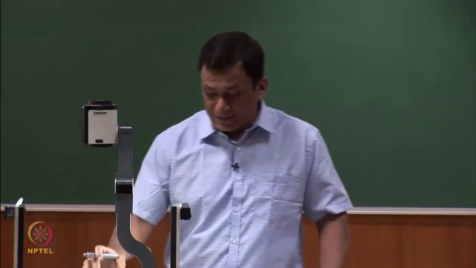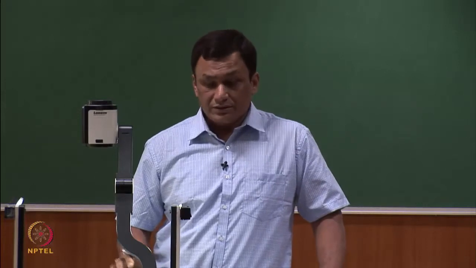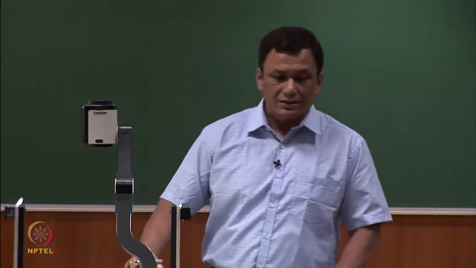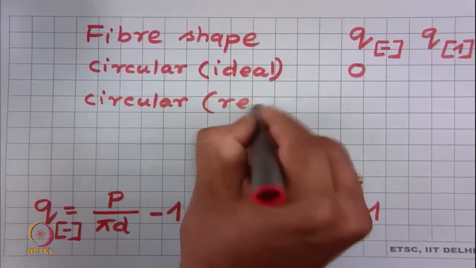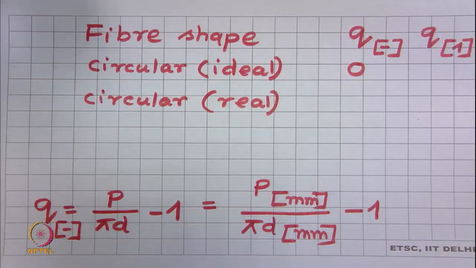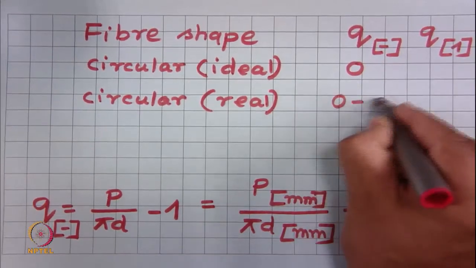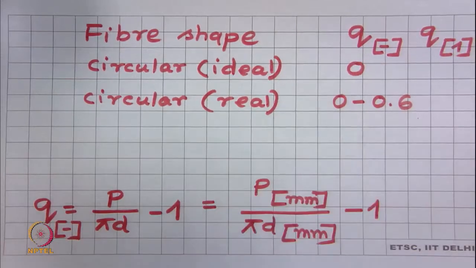Right. So, we go back to our fiber shape. If a fiber is ideally circular, its shape factor is 0, but often in practice we hardly see a fiber cross section that is circular. We see little deviation from circularity. For example, polyester fibers, man-made fibers, synthetic fibers, they are not ideally circular, but we often say they are practically circular. So, if you cut the cross section of such real circular fiber, you will see their value of Q will lie from 0 to say 0.6 typically.